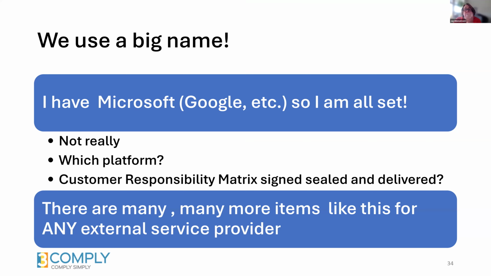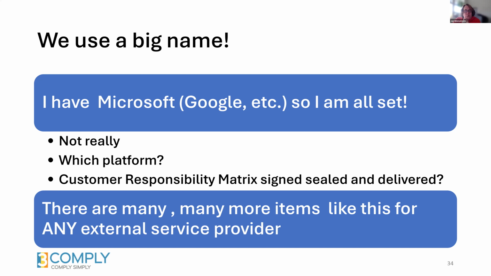Or we use a big name. I have Microsoft, Google, etc. So I'm all set. A lot of people think they're all set and they don't have the one that's for government work. You have to have the one that's for government work. Is it more expensive? Unfortunately, yes, but you're not really set if you're using the commercial platforms of any of these companies.